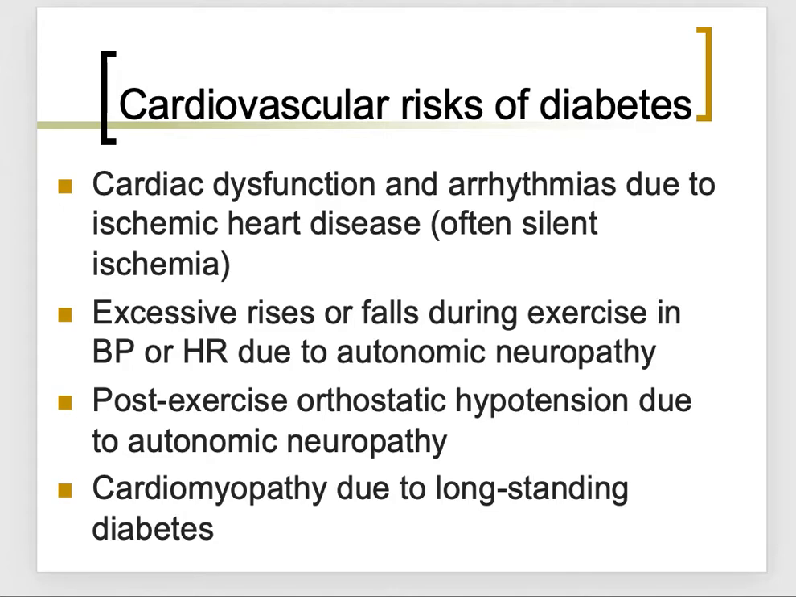That is a very important thing when exercise training somebody with diabetes. The other thing we see with autonomic neuropathy is fluctuating blood pressure, so excessive rise and fall during exercise and heart rate. Again, same thing as with silent ischemia, the autonomic nervous system is not sensing what it should, and therefore the hemodynamics are not as responsive as they should be. Post-exercise, once they're done working out, they are at high risk for orthostatic hypotension. It's just plummeting blood pressure. Again, why? Autonomic neuropathy. Cardiomyopathy, an enlarged, weakened heart due to long-standing diabetes, is another big thing.